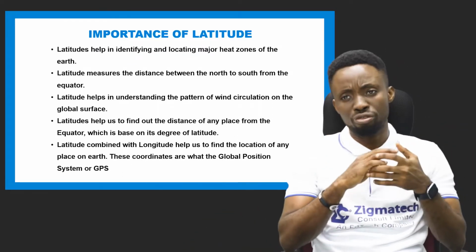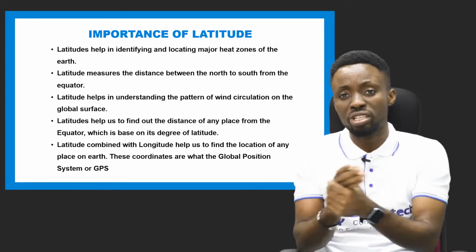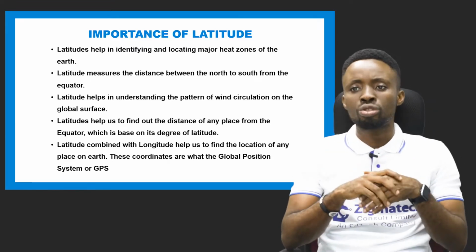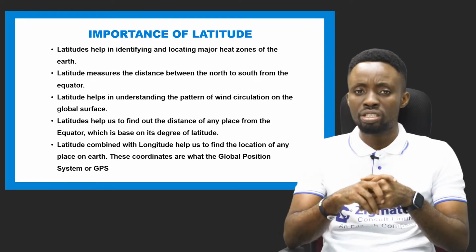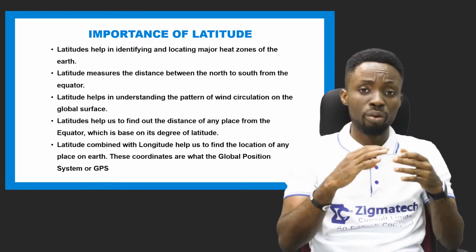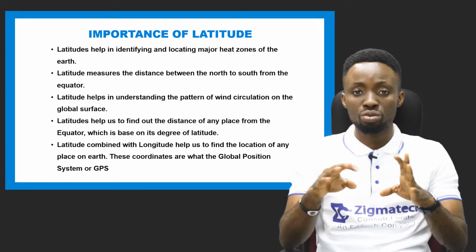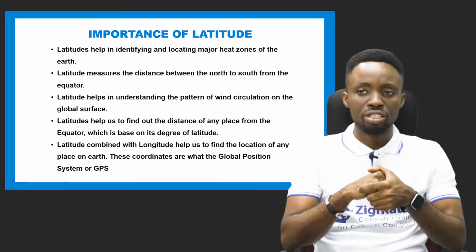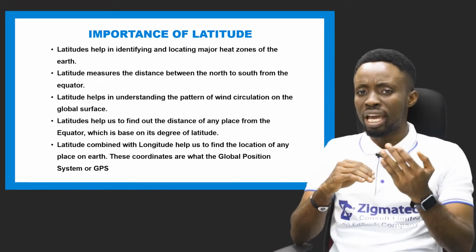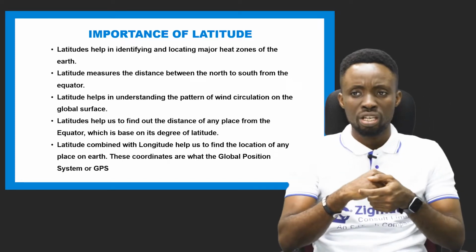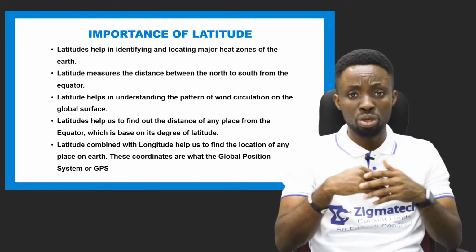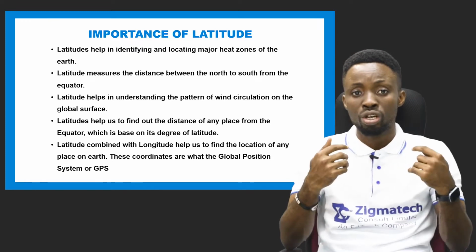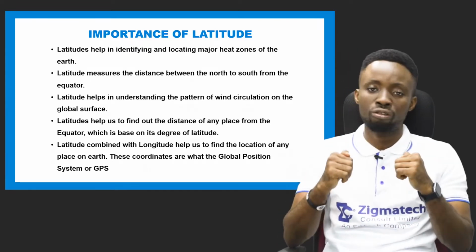So let's look at the importance of latitude first. Then we'll also look at the importance of longitude. Now, for latitude, we use it to identify or locate heat zones on the Earth. That's one relevance of latitude. Whenever we are finding the different heat zones we have on the Earth's surface, we make use of the line of latitude. And also, we use the line of latitude to measure the distance, between the north and the south, from the equator. So if we are to calculate the distance of any place on the north or any place on the south with reference to the equator, we make use of the lines of latitude.